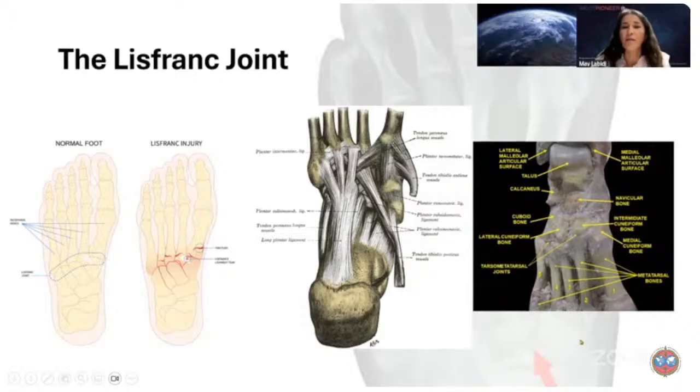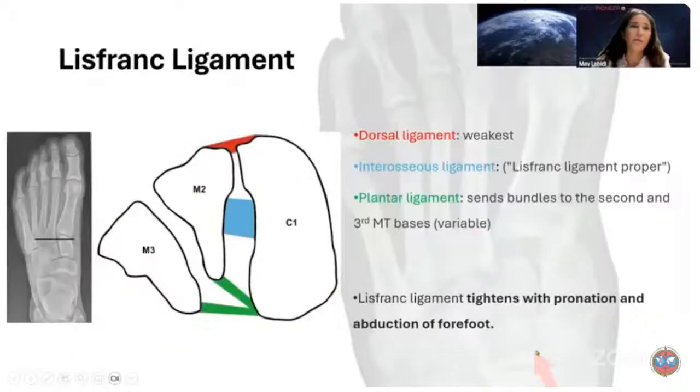i.e., the tarsal-metatarsal joint. On the right-hand side is a cadaveric illustration that shows how the second metatarsal clicks in, i.e., fits in like a mortise between the medial and lateral cuneiform. That's quite important to know, as we know it's one of the main stabilizers at that level.